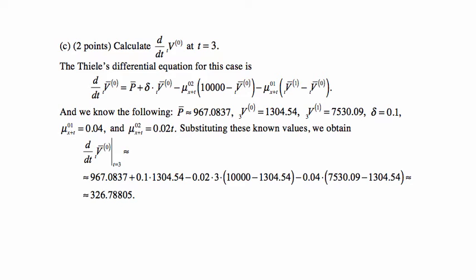And we know the premium, we know delta, we know the values of the two reserves, we know the forces. So we just plug in everything, and it's all just calculation, and we have the answer of 326.78805.